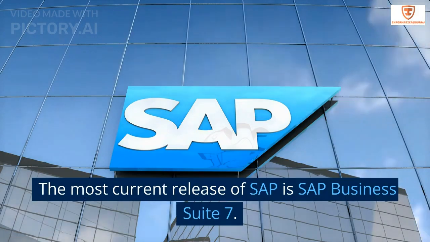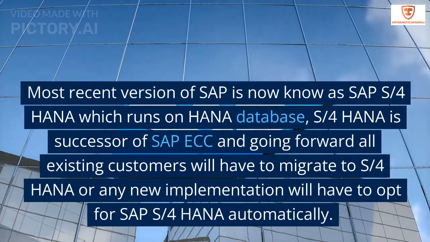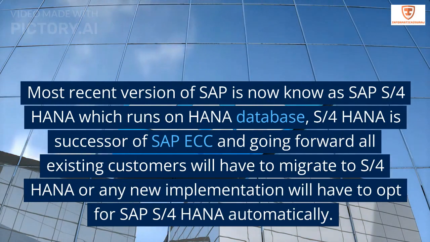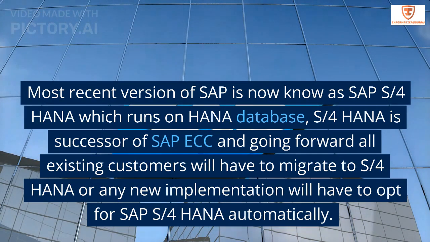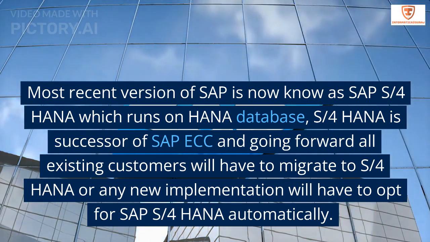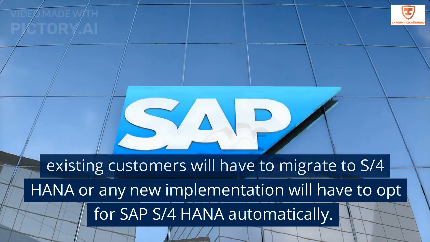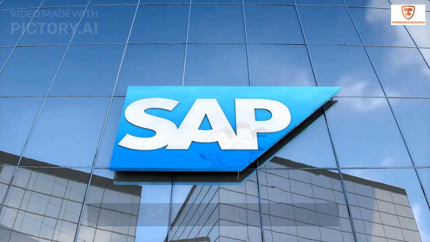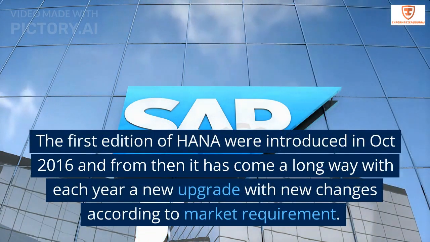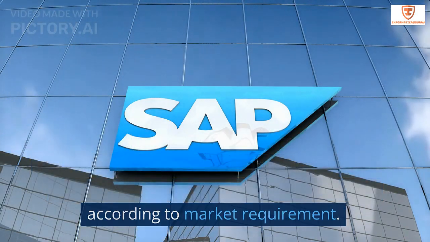The most current release of SAP is SAP Business Suite 7. The most recent version of SAP is now known as SAP S/4HANA, which runs on the HANA database. S/4HANA is the successor of SAP ECC, and going forward all existing customers will have to migrate to S/4HANA, or any new implementation will automatically have to opt for SAP S/4HANA. The first edition of HANA was introduced in October 2016, and from then it has come a long way, with each year a new upgrade with new changes according to market requirements.